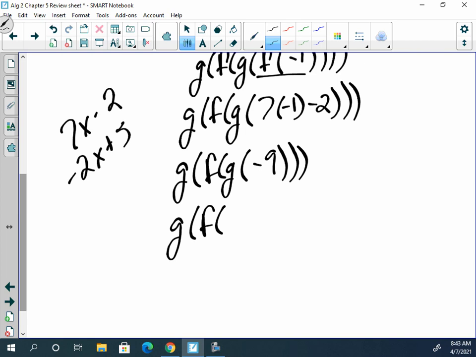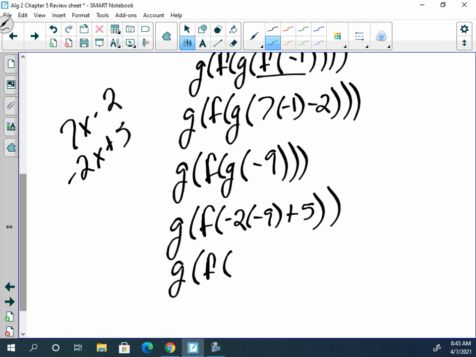Any questions on this so far? We've just been plugging that number into whichever function it is. Now here we have g of negative 9 is what's next. So we'd have negative 2 times negative 9 plus 5. Again, we can type that straight in the calculator, because negative 2 times negative 9 would be 18. And 18 plus 5 is 23.